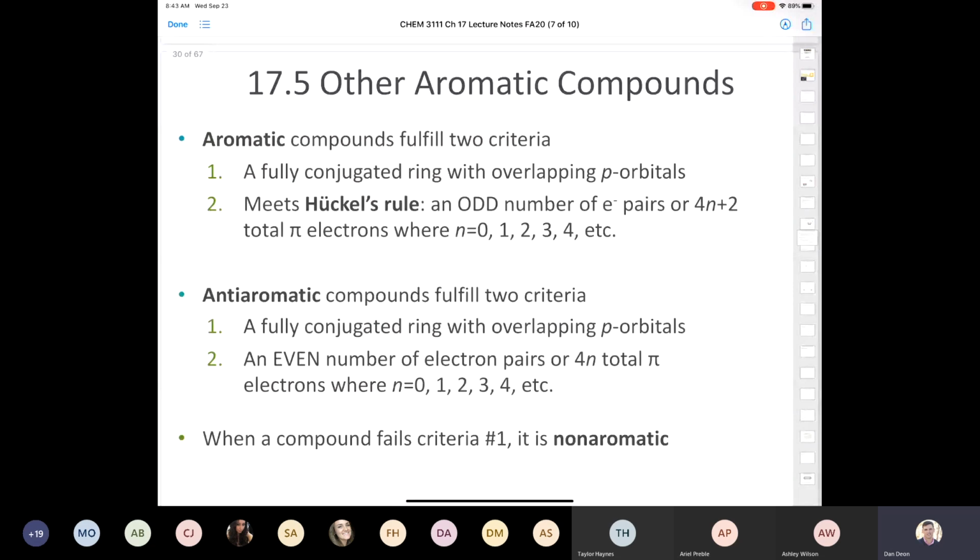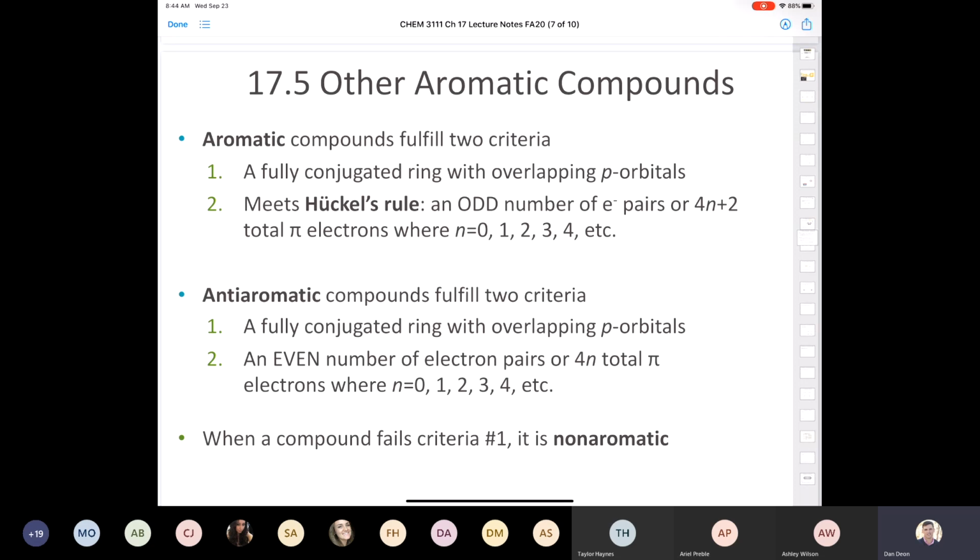All right, so it says here a little bit more of a summary about anti-aromatic compounds and aromatic compounds. Let's go through it before we start identifying some more aromatic compounds. It says here that aromatic compounds fulfill 2 criteria. We've already gone over this, but let's go over it again.